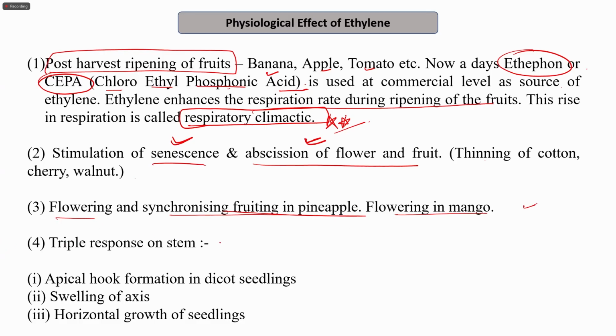It has a triple response on stem. This is important. Apical hook formation in dicot seedlings, swelling of the axis, and horizontal growth of the seedling. So this is known as the triple response on the stem, which is due to the ethylene. So it leads to the apical hook formation in dicot seedling. It leads to the swelling of axis, and also it is leading to the horizontal growth of seedling.